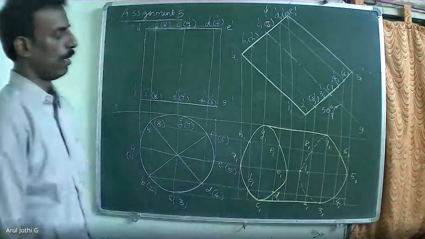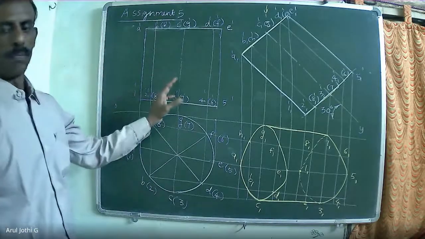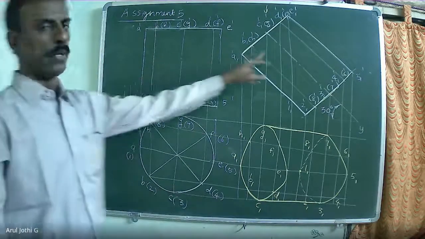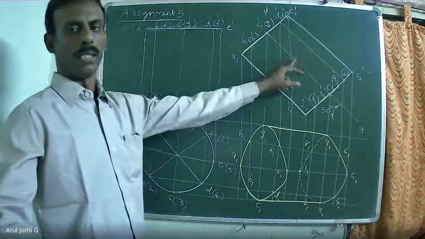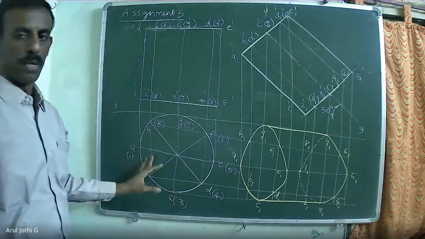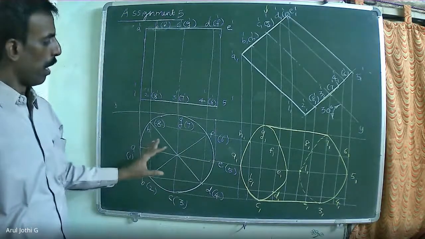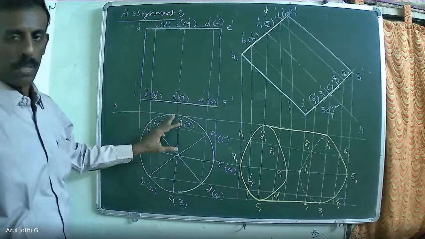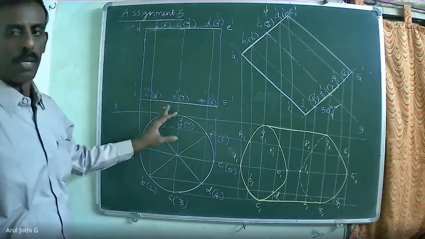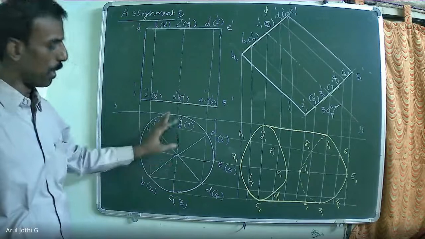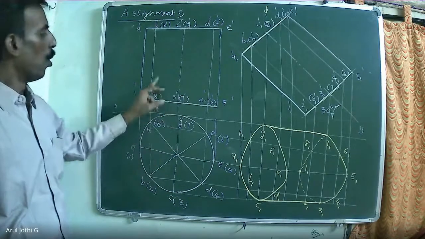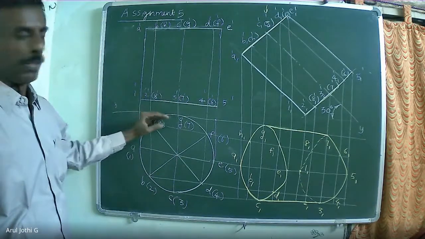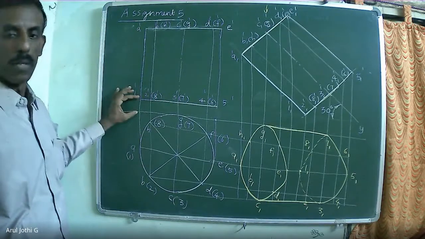So in this problem, axis is inclined to HP. So if the axis is inclined to HP, start the diagram with the top view. Why are we touching the top view on the XY line? Because the cylinder lies on VP. So top view should touch the XY line. No part of the object lies on HP. So maintain the gap when you draw the front view.